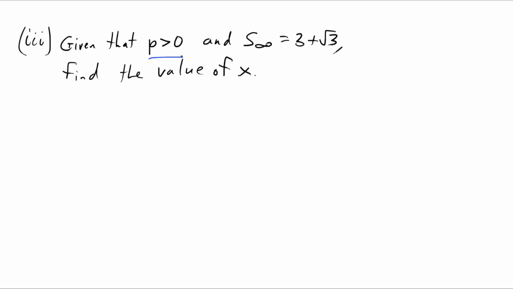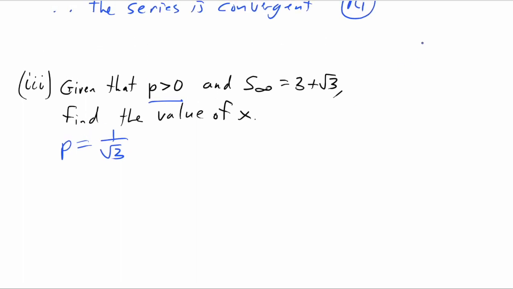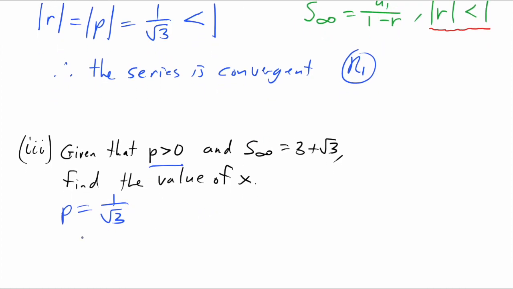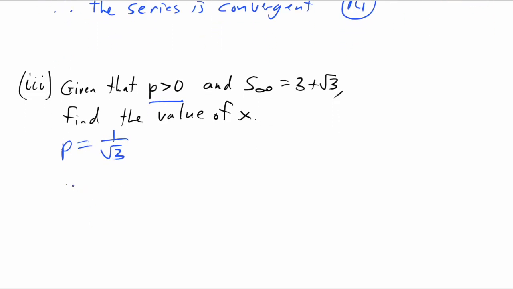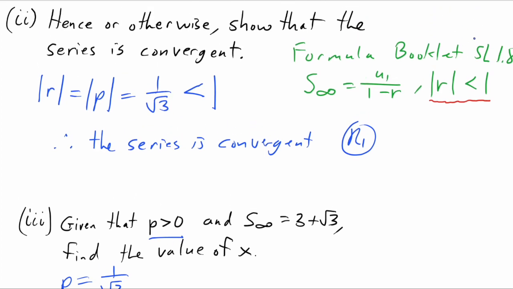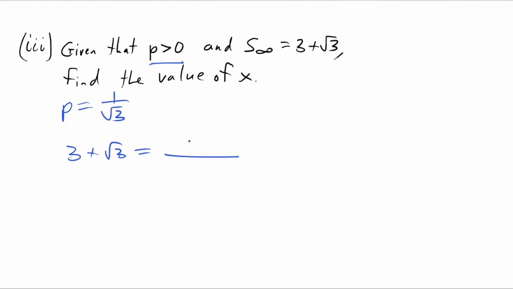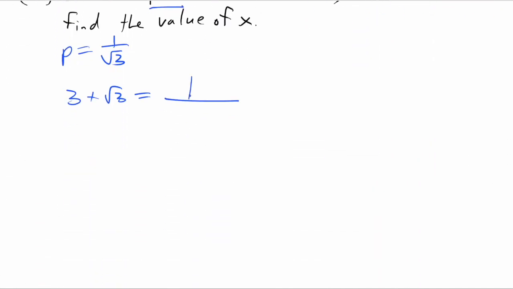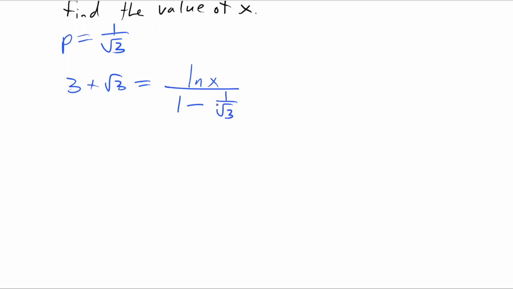So we're given that p is greater than 0. Remember, p is equal to positive or negative 1/√3. So this means p equals 1/√3, and we simply use this formula because we're given the sum to infinity. So we'll have the sum to infinity, which is 3 plus √3, equals u1, which stands for the first term of the series, so that is ln x, over 1 minus the r value, which is simply p. So we have this, and we just simply solve for x.